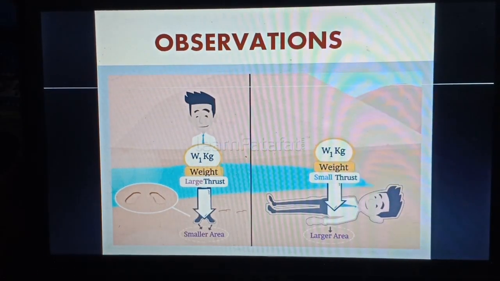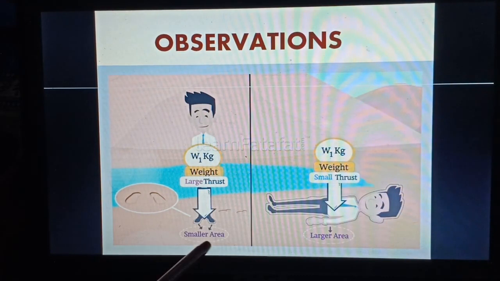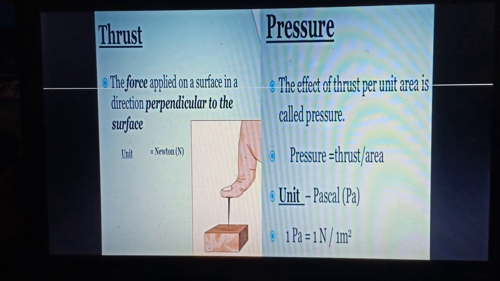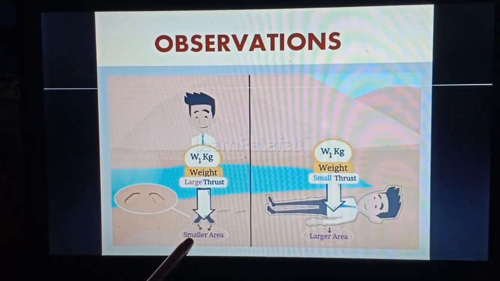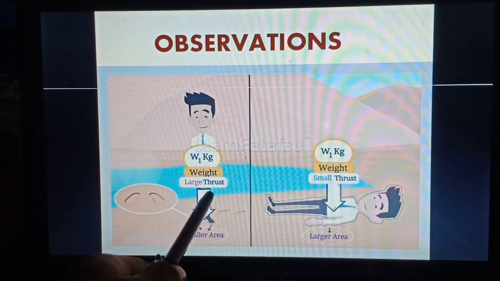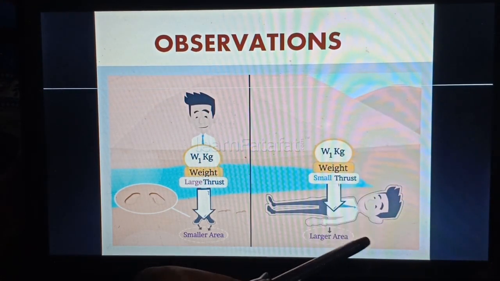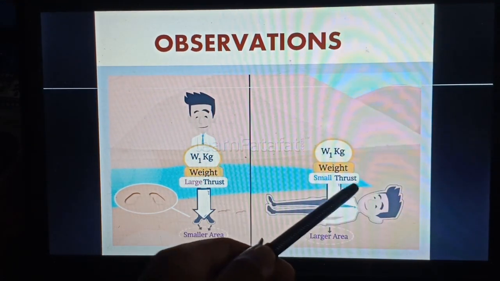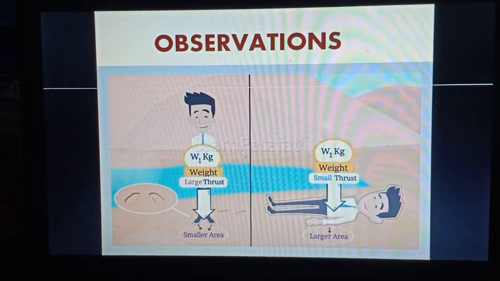When we are applying force, this force is directed perpendicular to this area, and this area is smaller, so here is a large amount of thrust. The effect of thrust per unit area is called pressure. It means pressure is thrust per unit area. If the area increases, pressure ultimately decreases. When we are standing straight, the area was smaller, so the pressure was big, and when we are lying down we make our body contact the surface over a larger area. For the larger area, the pressure gets decreased, and smaller pressure means while we are lying down, there is no movement of getting down.